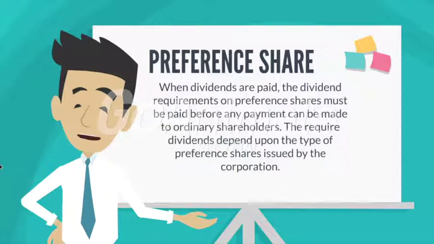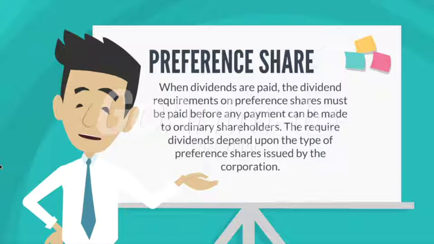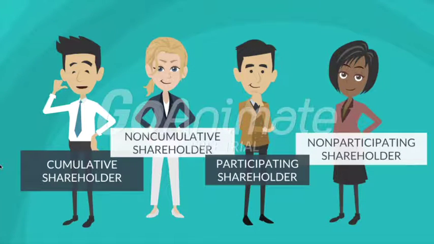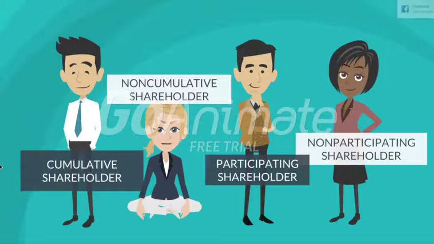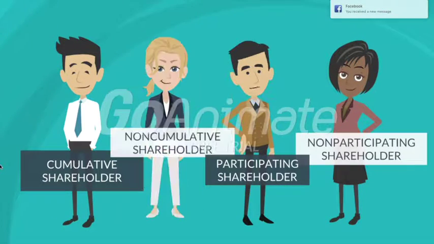When dividends are paid, the dividend requirements on preference shares must be paid before any payment can be made to ordinary shareholders. The required dividends depend upon the type of preference shares issued by the corporation. Cumulative, where preference shareholders are entitled to the payment of past years' unpaid dividends or dividends in arrears before the payment of the current year's dividends. Non-cumulative, where preference shareholders are not entitled to the payment of dividends in arrears. They are entitled to the current year's dividends only.